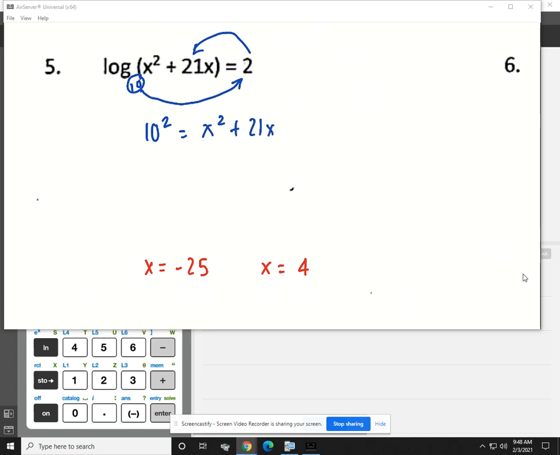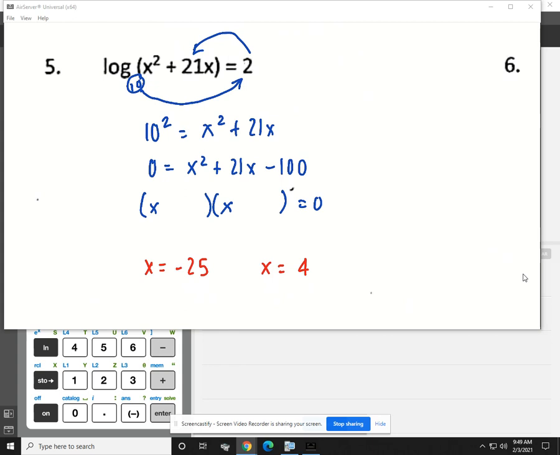Of course, 10 squared is 100, and I need to move it over. So how would I move it over? Minus 100. So we have x squared plus 21x minus 100. So again, kind of like number 3, kind of like C and D on yesterday's notes, we're going to factor this into two binomials. So same process. What multiplies by itself to get x squared? X.